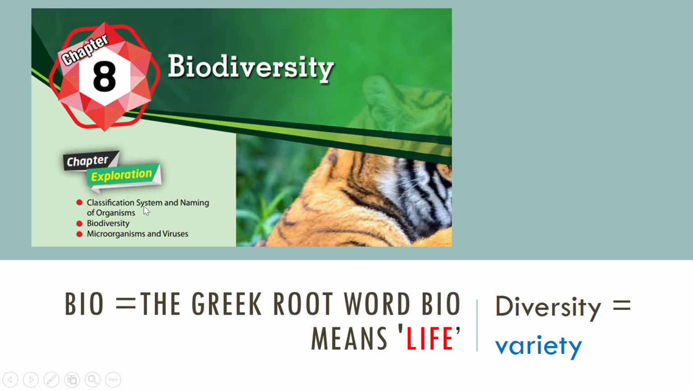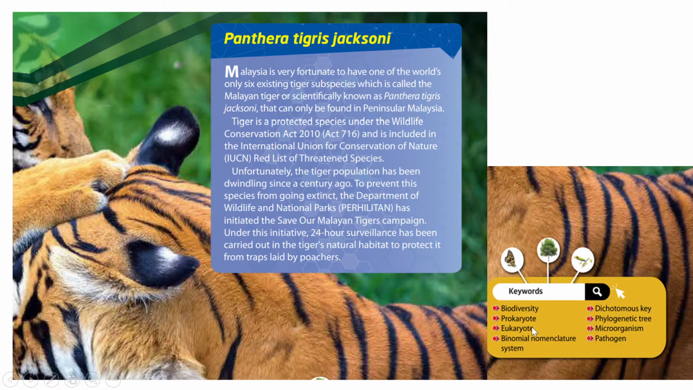First is on classification, system, and naming of organisms, biodiversity the second subtopic, and then 8.3 is on microorganisms and viruses. Okay, so let's recall the term bio here. It's the Greek root word which means life. Bio means life, and diversity means variety. This is a picture of a tiger. Some facts for you on the Panthera tigris jacksoni, saying that our country Malaysia is fortunate to have one of the world's only 6 existing tiger subspecies. So you can read on these.